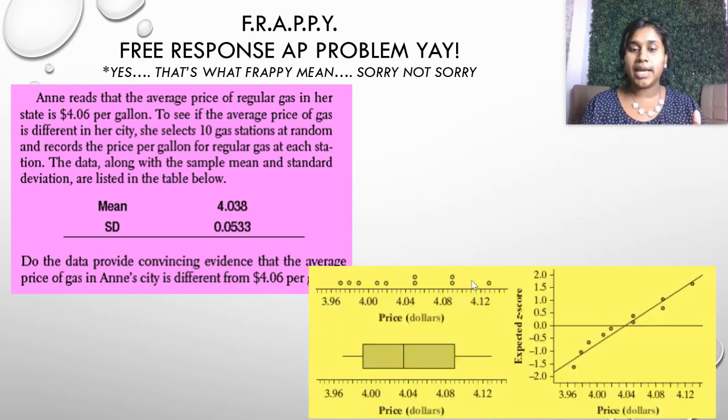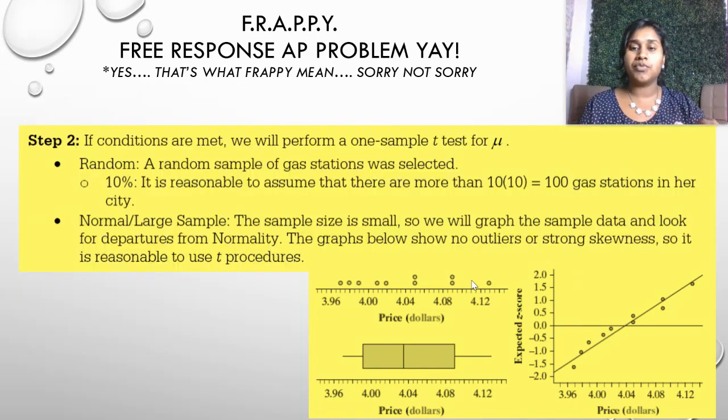These are from the TI, but we notice there are no crazy skews, no outliers, nothing like that. And then look at that LSR. It's just really nice and even, a nice, strong, positive linear line. So we're good to go. It's pretty normal. So we're good to go for all of our conditions.